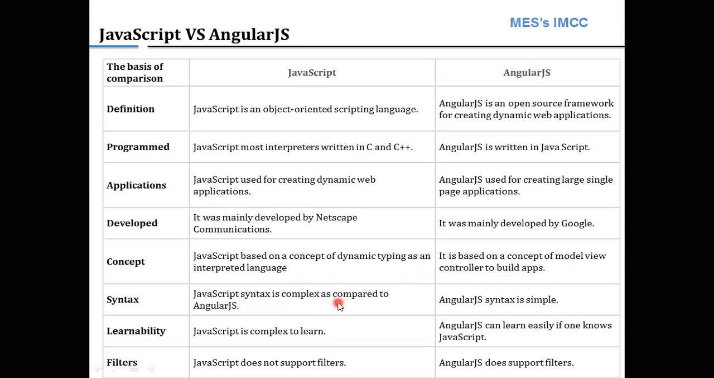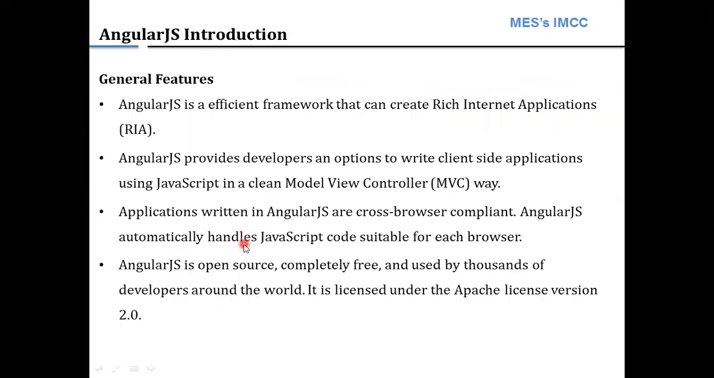JavaScript syntax is complex as compared to AngularJS. AngularJS syntax is simple. JavaScript is complex to learn. We will see later on how it is complex and how AngularJS is simple from a learning perspective. Filters: JavaScript does not support filters, whereas AngularJS does support filters. This concept also we will see later when we see the actual programs. Now the next topic, that is the general features.